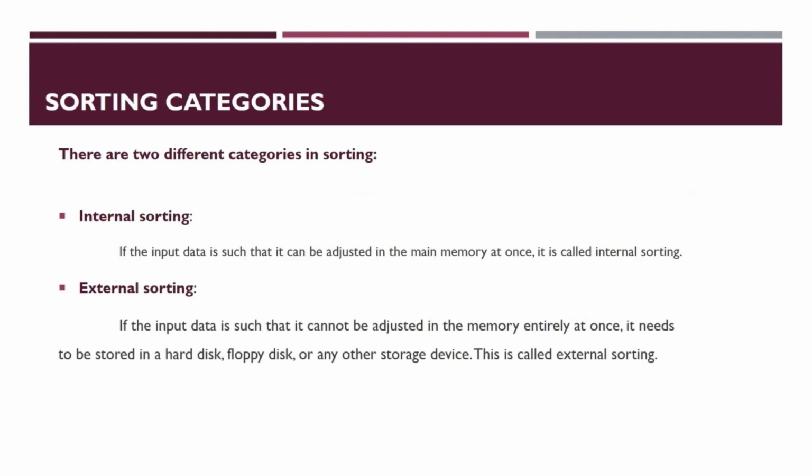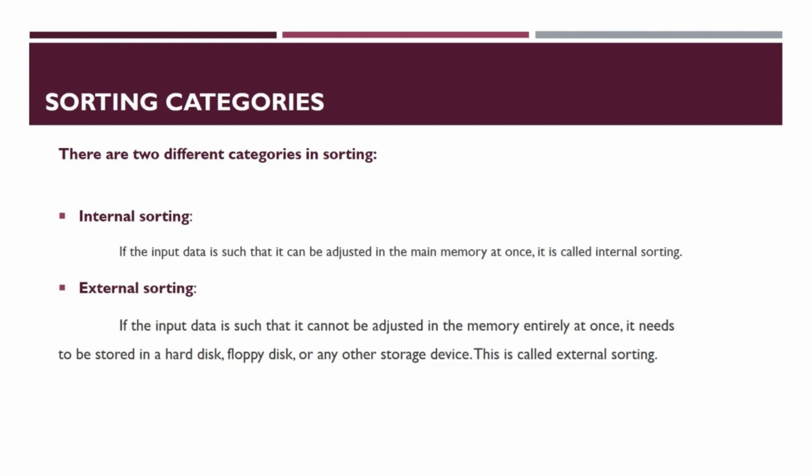So there are two categories found in sorting. First one is internal sorting. If the input data is such that it can be adjusted in the main memory at once, it is called internal sorting. And another one is external sorting. If the input data is such that it cannot be adjusted in the memory entirely at once, it needs to be stored in a hard disk, floppy disk, or any other storage device. This is called external sorting.